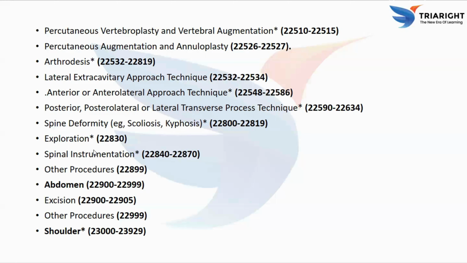And next is spine deformity, for example, scoliosis and kyphosis. The code ranges are 22,800 to 22,819. Spine deformity is a correction of abnormal spinal curves. So there will be a surgery done to straighten the scoliosis, to straighten the curvature of the spine.